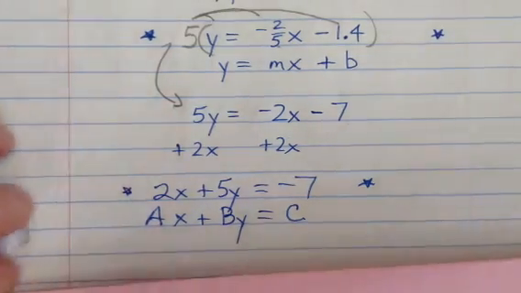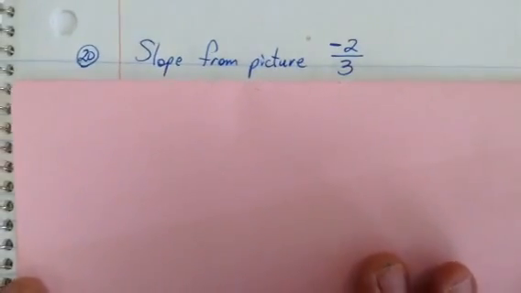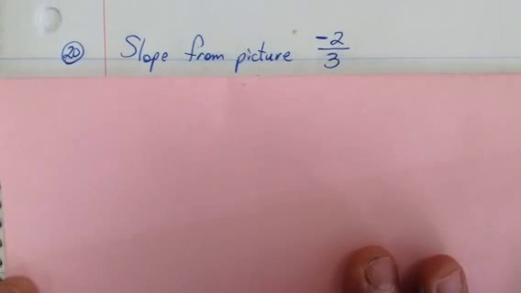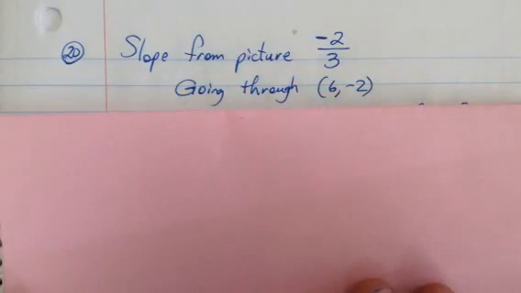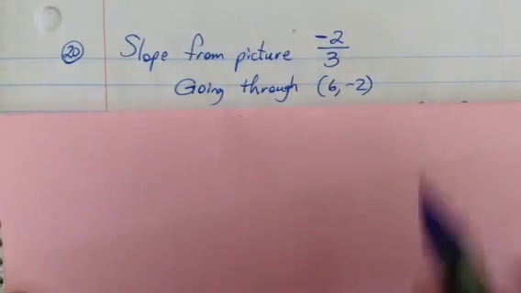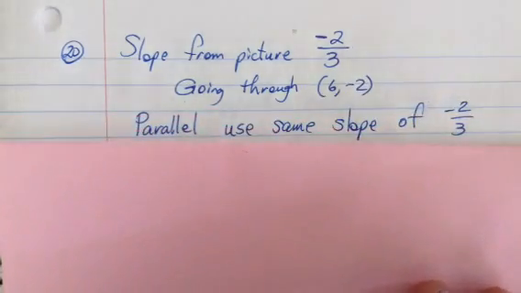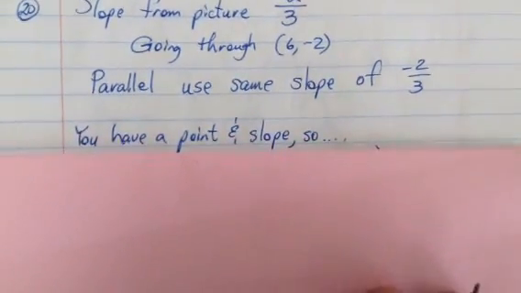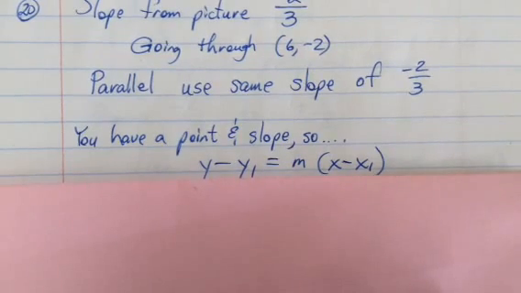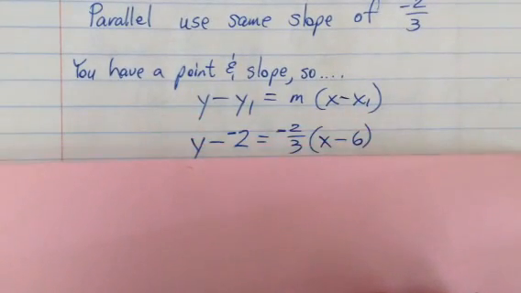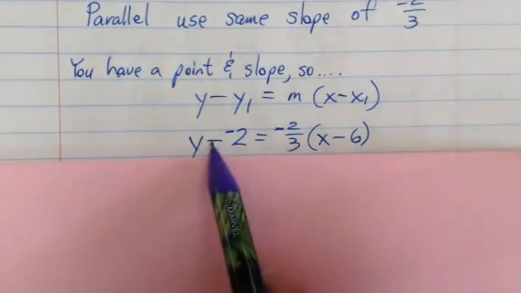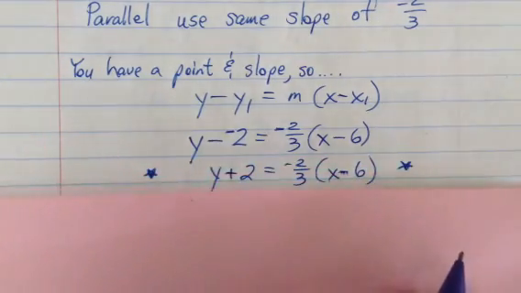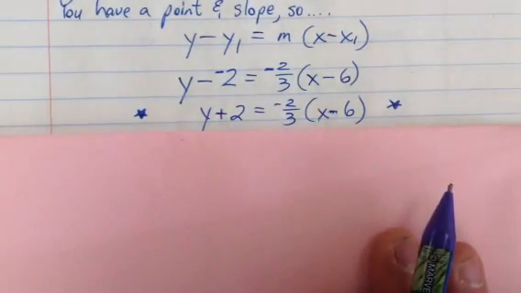So on problem number 20, it's essentially the same thing, but we bring in the parallel and perpendicular thing. So looking at the picture, you can verify this. I have a slope of negative 2/3. I want to go through point 6, negative 2. So I have a point and a slope. Oh, guess what I'm going to do? With the parallel lines, you use the same slope. So you have a point in the slope, so point slope form. Here we go. Plug in your information. Clean up any double signs before you begin. Guess what we have? Point slope form.